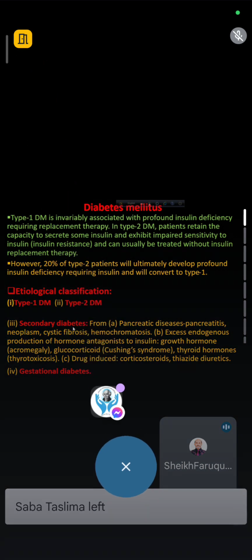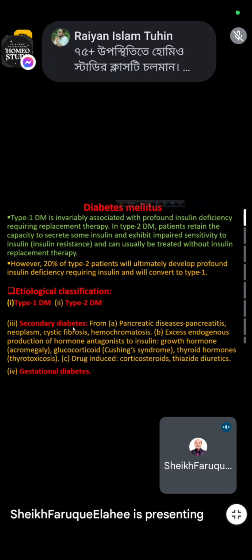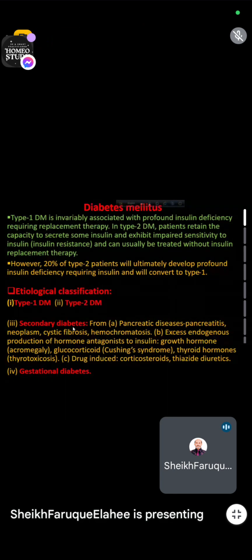And gestational diabetes is diabetes produced during pregnancy due to the antagonistic action of placental hormone to insulin. After pregnancy, usually the diabetes goes back to normal. But sometimes it does not go back to normal, it continues as permanent diabetes.